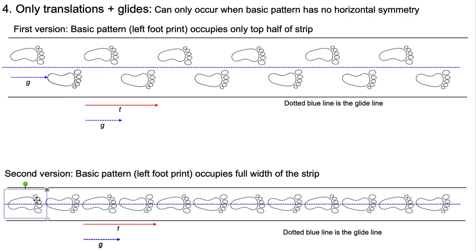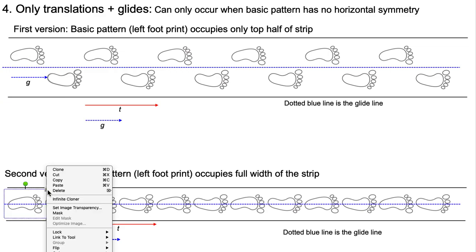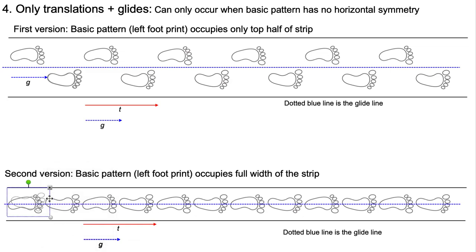The same thing happens down here. If I take this and I do the glide, I do the reflection first and then the translation. So the length of the glide is the distance that I have to go from the back of this foot to the back of this foot.